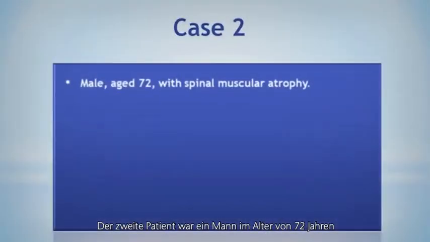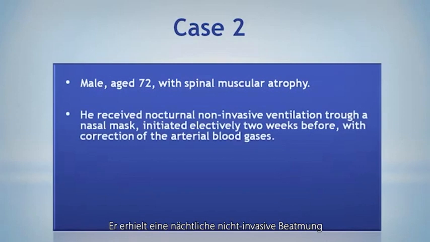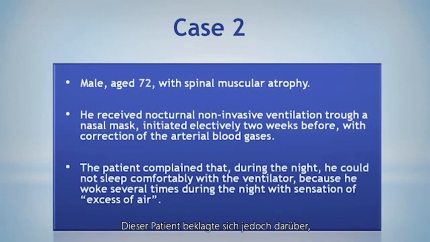The second patient was a man aged 72 with spinal muscular atrophy. He was receiving nocturnal non-invasive ventilation through a nasal mask, initiated electively 2 weeks before, with correction of the arterial blood gases. However, this patient was complaining that during the night he could not sleep comfortably with the ventilator because he woke several times during the night with excess of air.